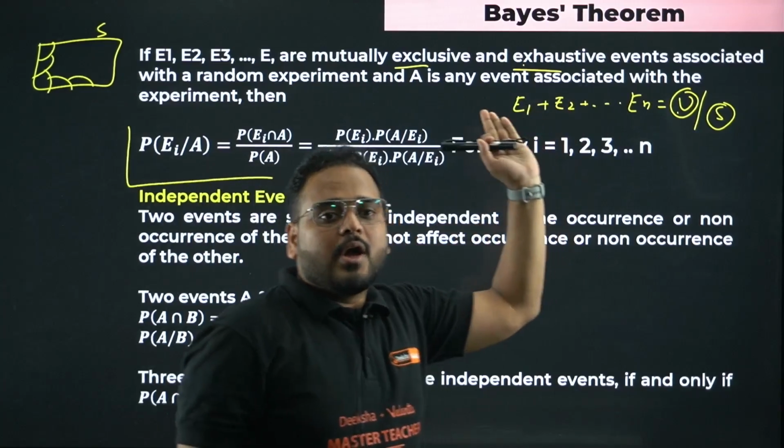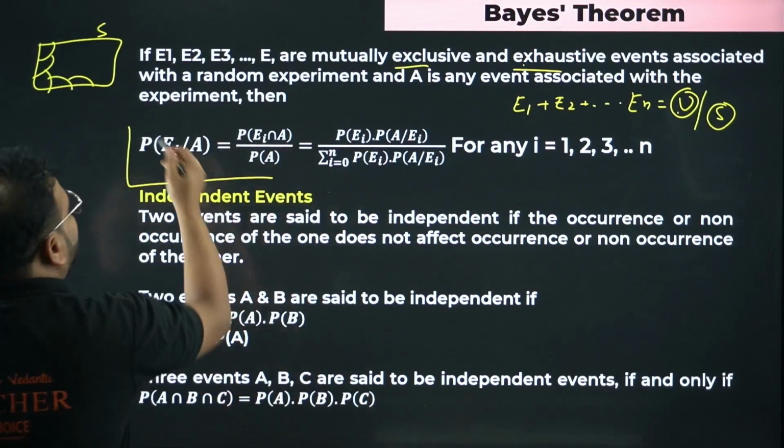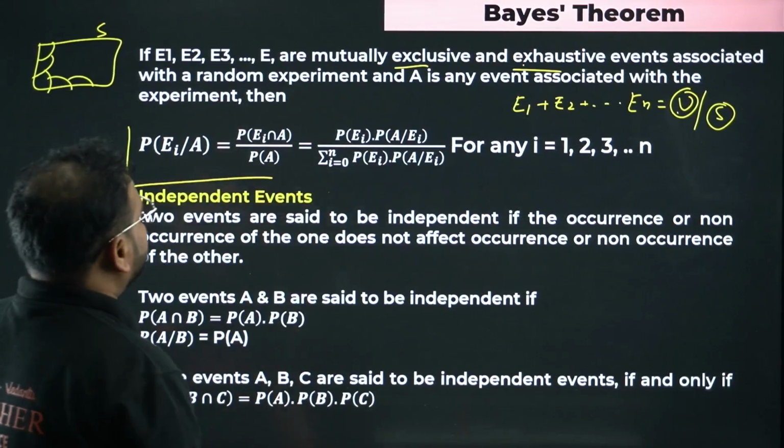It is the meaning of exhaustive events. Mutually exclusive means, bacha, I don't have any intersection available for them. Okay, that's the mutually exclusive.